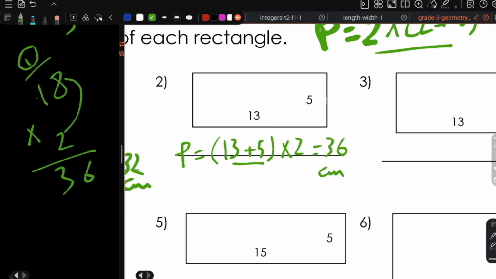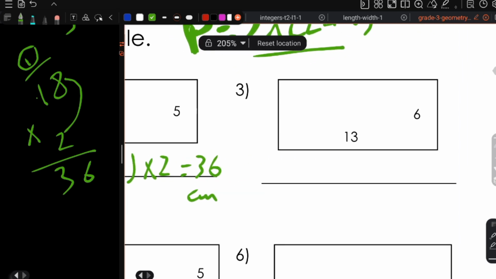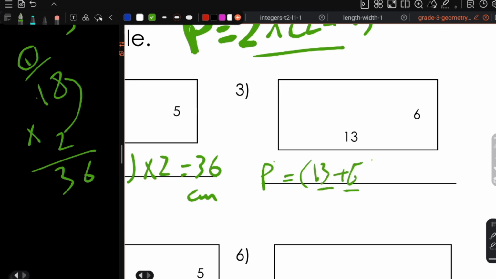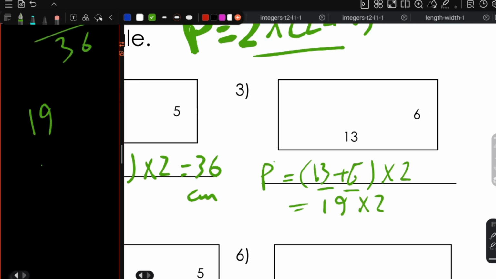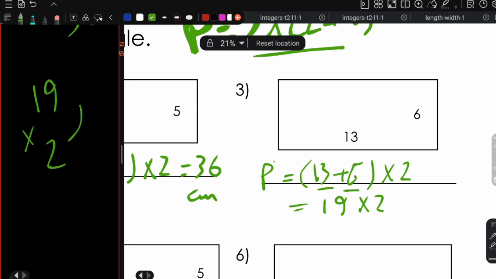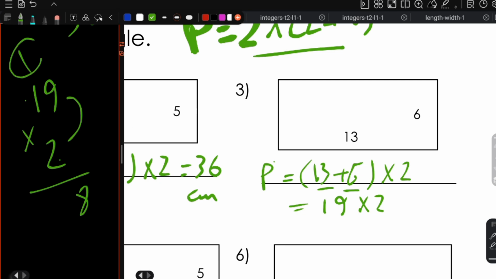and don't forget the unit centimeter. Okay, in the third one, I have 13 plus 6. Yes, he added only 1, so 13 plus 6, length plus width, times what? Times 2. We have the same 2 here. 13 plus 6 will be what? Exactly 19. 19 times 2, we will solve it again. 2 times 9 will be 18. Write 8, carry up 1. 2 times 1 is 2, plus 1 here, I have 3, so the result will be 38.